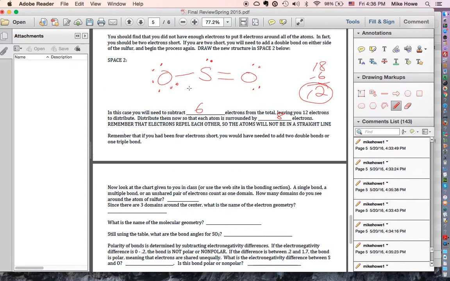Okay, up here it looks like there's 1 domain here. So I'm going to circle the domains. There's 1, 2, 3 around the sulfur. Okay, it looks like there are 3 domains then. So that is called trigonal planar. And that is on the sheet, again, on the back side of your chart. Oops, misspelled that, planar. Okay, so the electron geometry based on 3 domains is called trigonal planar.